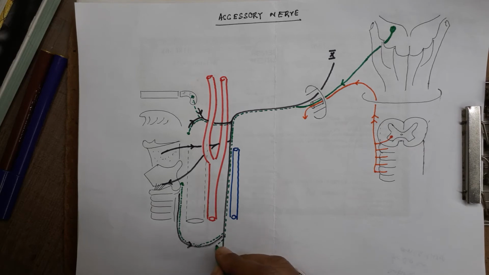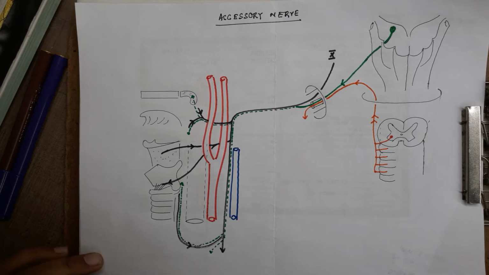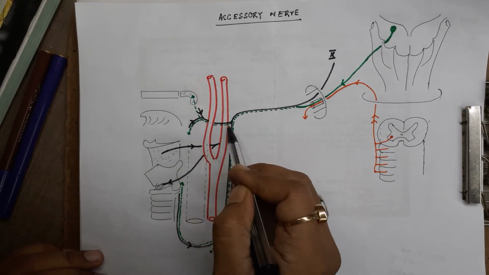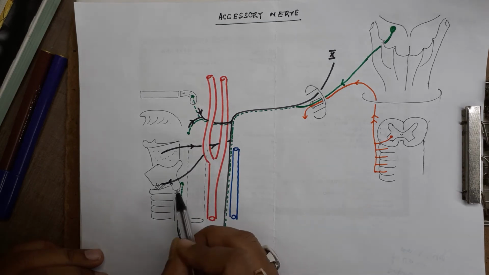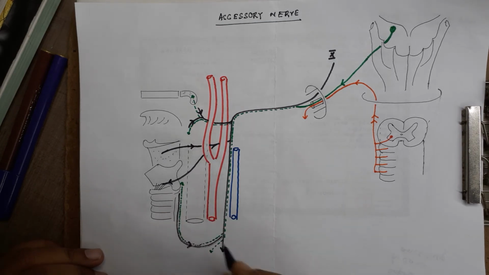And lastly it has some cardiac branch. So mainly 3 branches. One goes along with the pharyngeal branch of vagus. One goes along with the recurrent laryngeal branch of vagus.